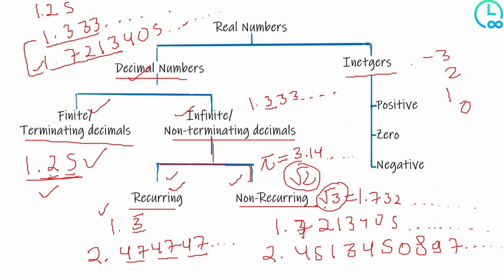Now let's see the integer part. In integers there are positive integers like 1, 2, 3, 4, 5, and 0. You all know 0 is neither positive nor negative. So 0 is a different number. It's not positive, it's not negative. So this is a broad classification of your real numbers.